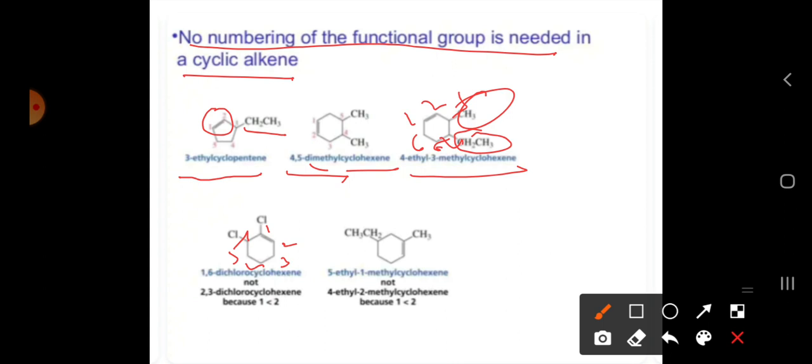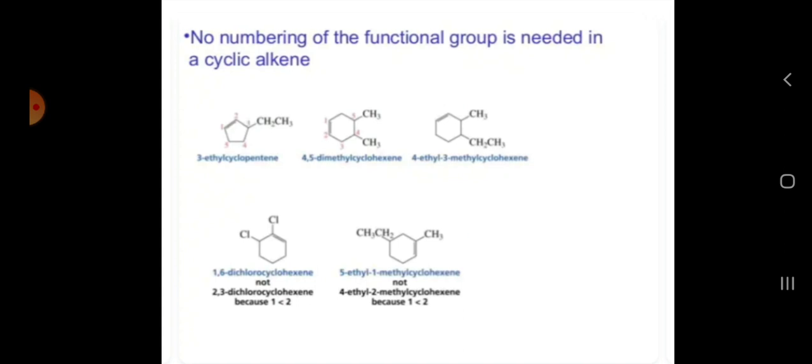And here 5 ethyl 1 methyl means 1, 2, 3, 4, 5, 6, means 5 ethyl 1 methyl cyclohexane is present, not 4 ethyl or 2 methyl cyclohexane. Okay, so this is nothing but numbering of the functional groups.